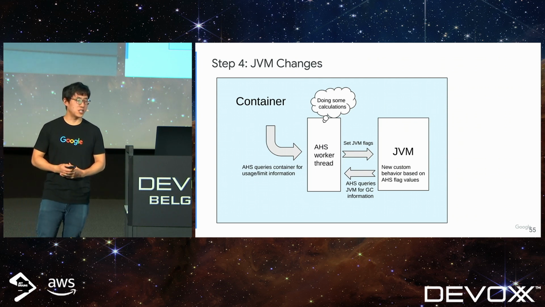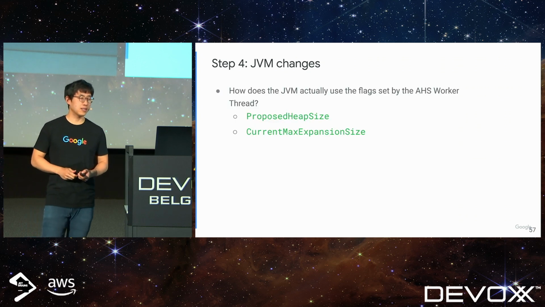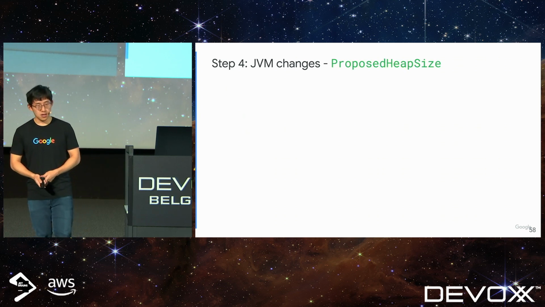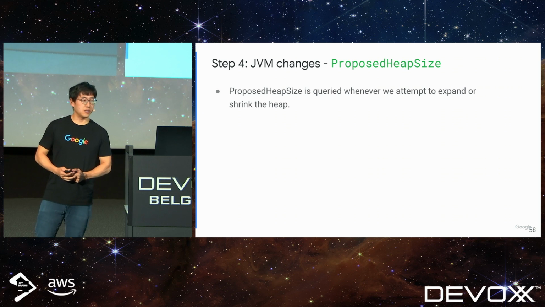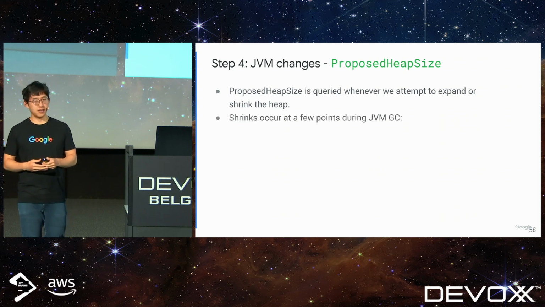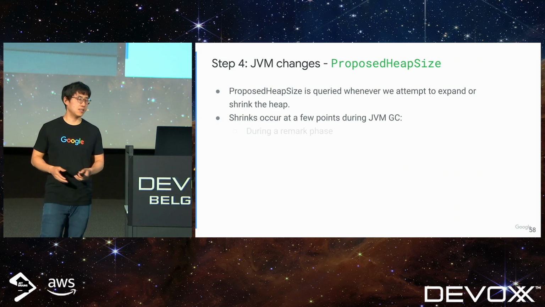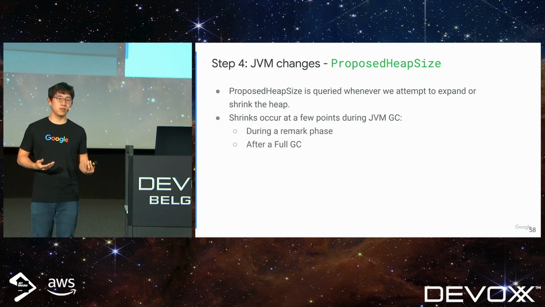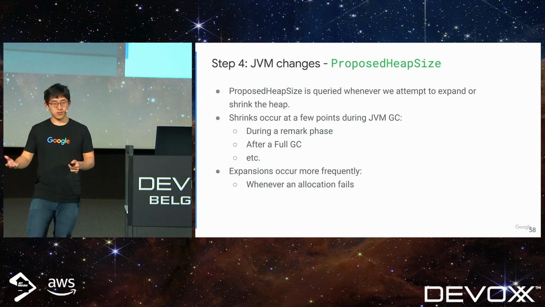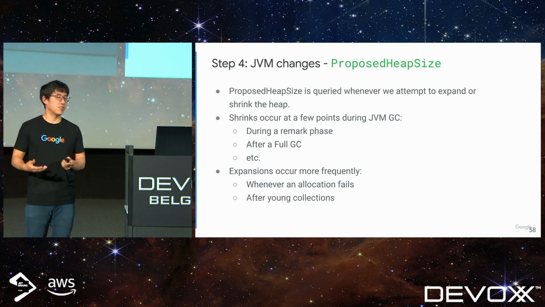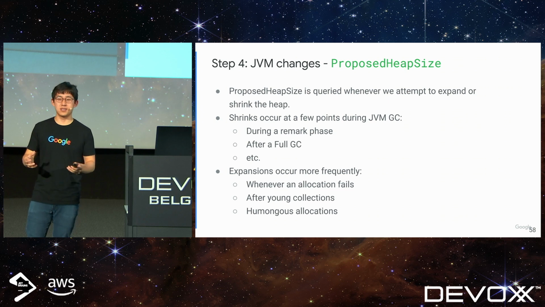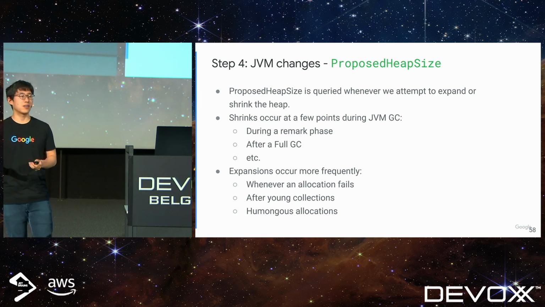Okay, so step 4, JVM changes. Once we have these two flags, how do we actually influence the behavior of the JVM based on their values? Proposed heap size is fairly straightforward. We query this whenever we attempt to expand or shrink the heap. Shrinks occur at various points during the JVM GC cycle, for example during remark, or during or after full GCs. Expansions occur even more frequently, whenever an allocation fails, after young collections, or after humongous allocations. Every time a shrink or an expand happens, we try to shrink or expand to the value of proposed heap size.